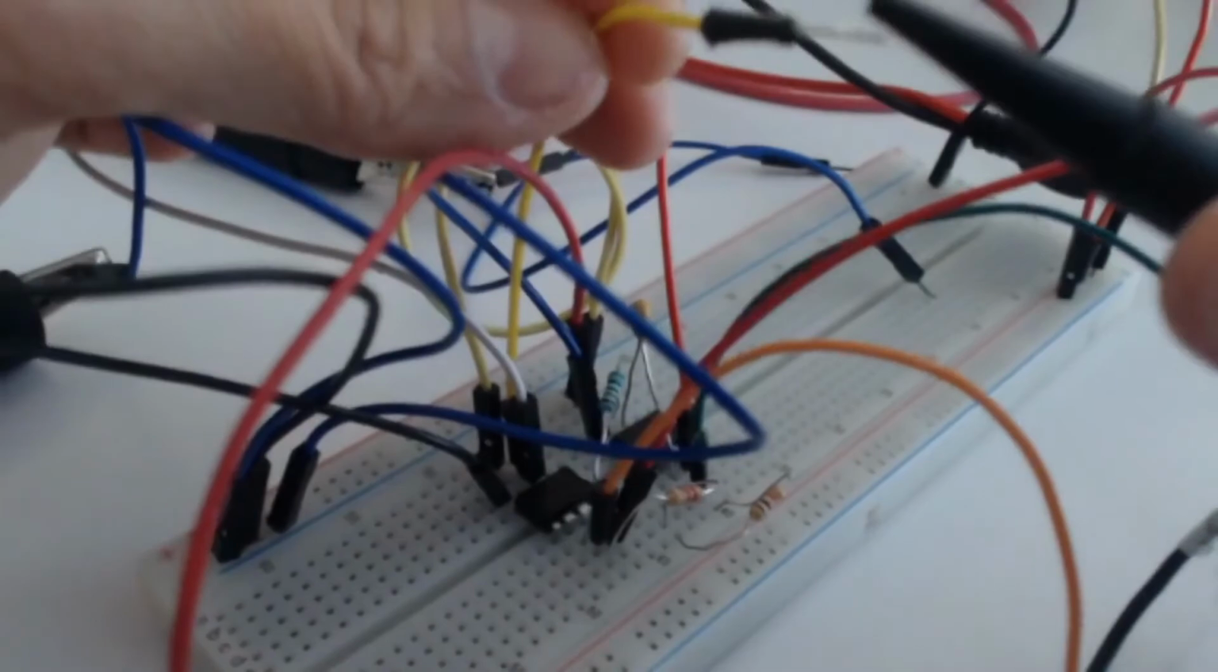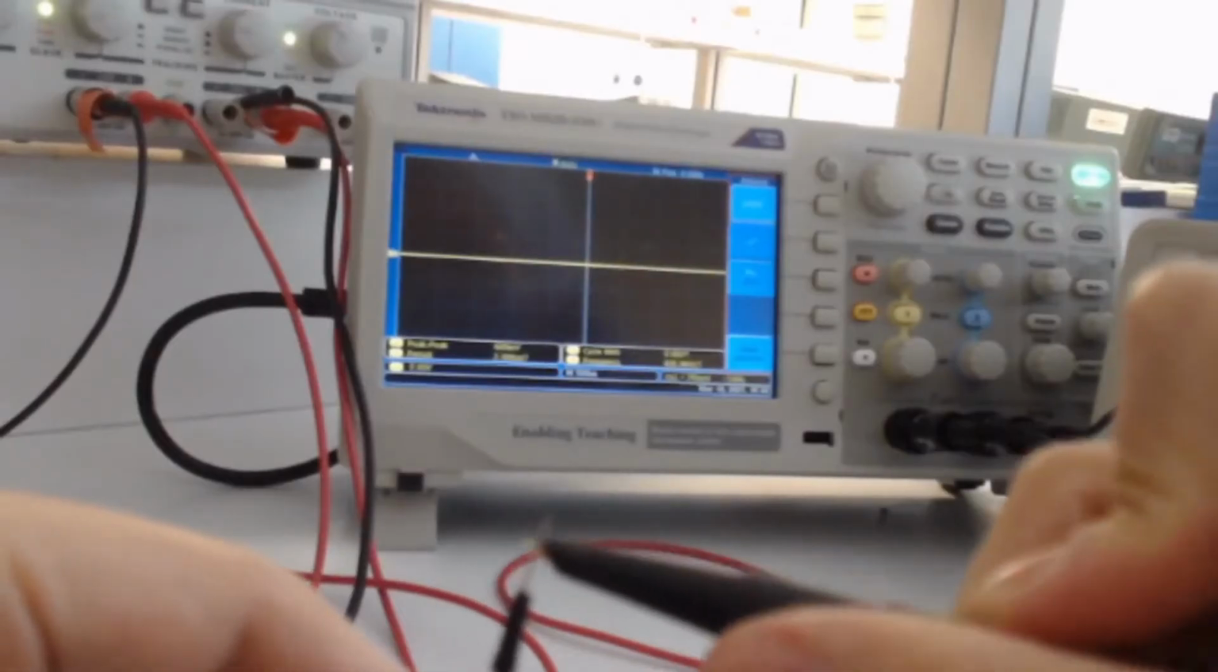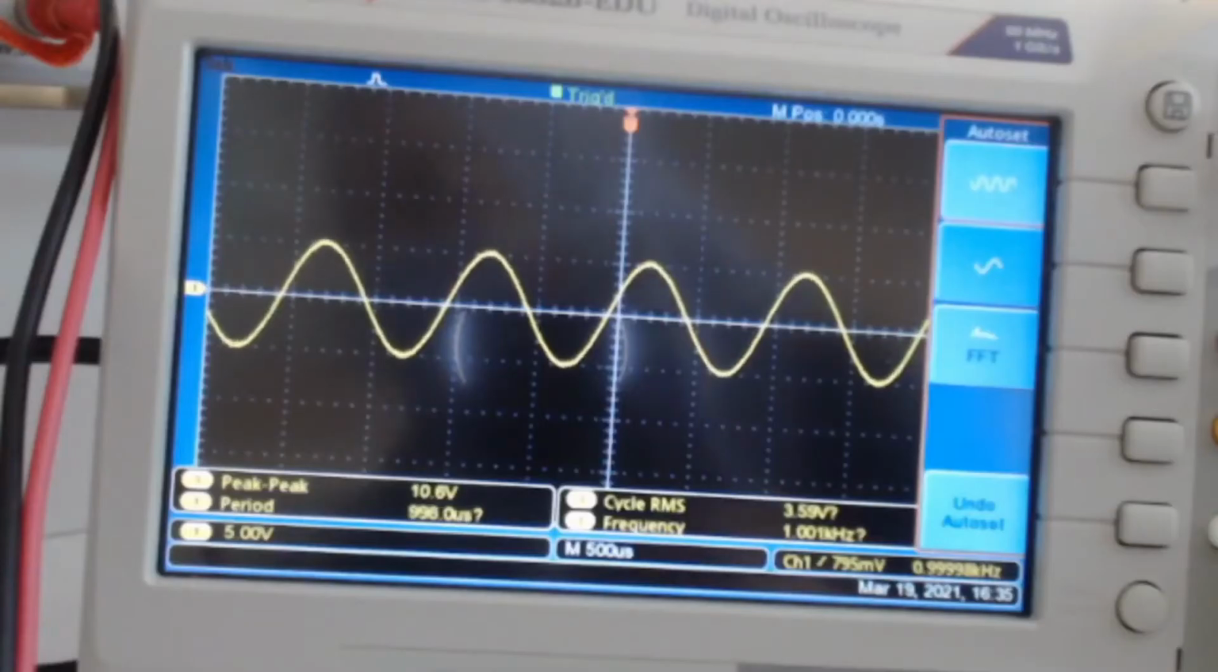First, let's check the input signal with the oscilloscope. So I connected the input signal to the oscilloscope.